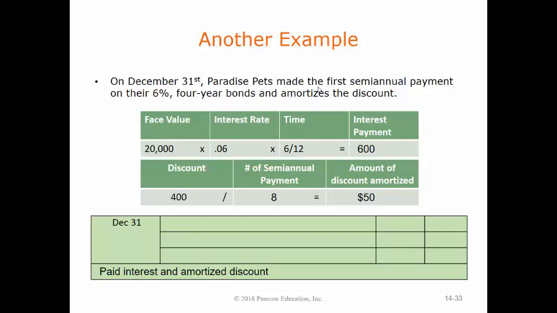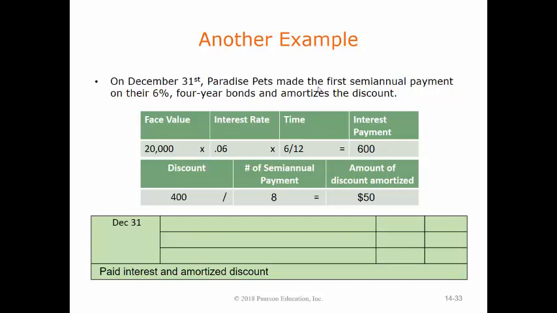We'll take the original amount of the discount, which on the prior slide we determined to be $400, divide it by the number of payments you're going to make over the bond's life. This is a 4-year bond that pays semi-annually, or twice a year. So twice a year for 4 years is 8 total payments. And if we need to spread that $400 out evenly over 8 payments, that's $50 of discount that should be amortized with each interest payment.